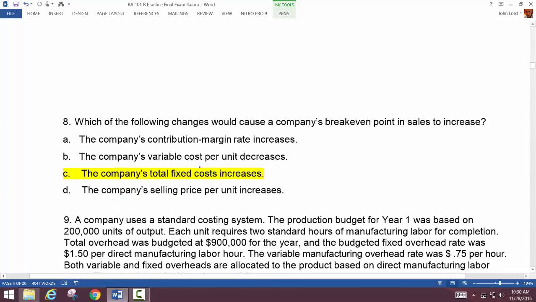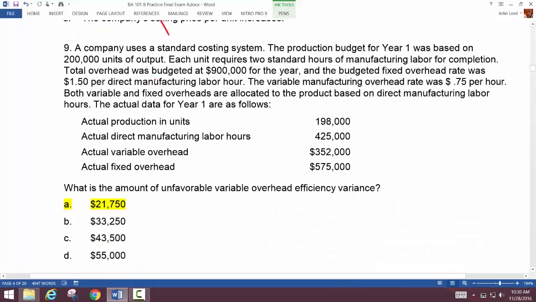Number 8. Which of the following changes would cause a company's break-even point in sales to increase? And if the fixed cost increased? When I looked at this this morning, I couldn't figure out why that was on this test. That would have been good for our first midterm. That is not relevant to what we're going to be seeing on the midterm. I'm not sure how that one snuck in there. It's like the question that photobombed its way in here. I'm not sure why it's in here.